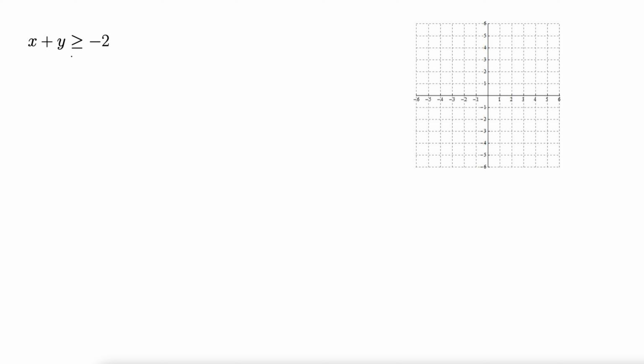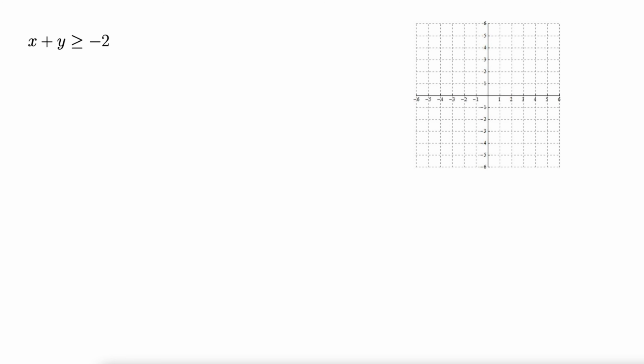Here we have a linear inequality in two variables, meaning that we need to graph the solution set and then shade the region that represents the solution to this linear inequality. There are a few ways to do this. I will show you one of them.